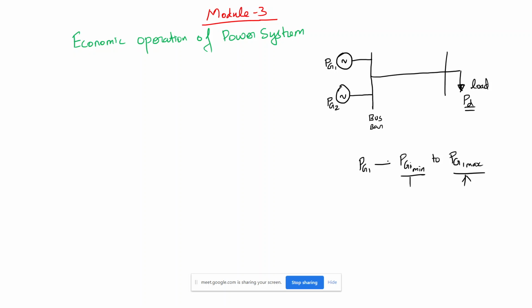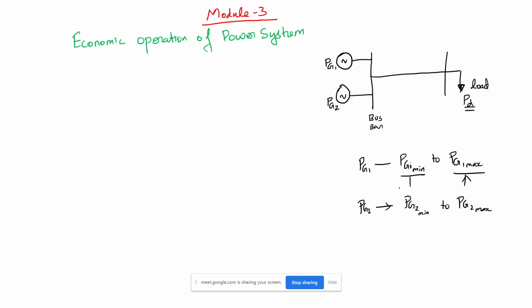Because it is not feasible to operate the generator below a certain minimum limit. If you operate below a certain limit, then if you want to start that generator again, it will consume more cost to start it. So it is always better to operate any generator within this range of minimum and maximum. Likewise, PG2 also needs to operate between PG2 min and PG2 max.